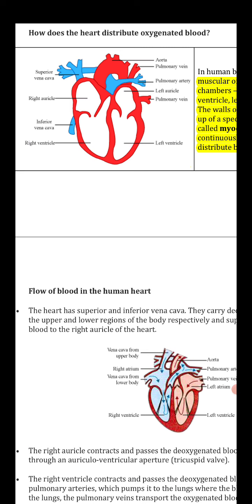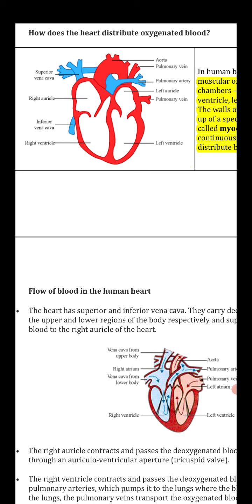Apart from this, there are 2 valves between the left auricle and the left ventricle. That's called the bicuspid valve. What is the main function of this bicuspid valve? These valves help the blood flow from the left auricle to the left ventricle. And there are 3 valves between the right auricle and the right ventricle. These valves are called the tricuspid valve, and they help the blood flow from the right auricle to the right ventricle. So this is the overview of the structural definition of the human heart.